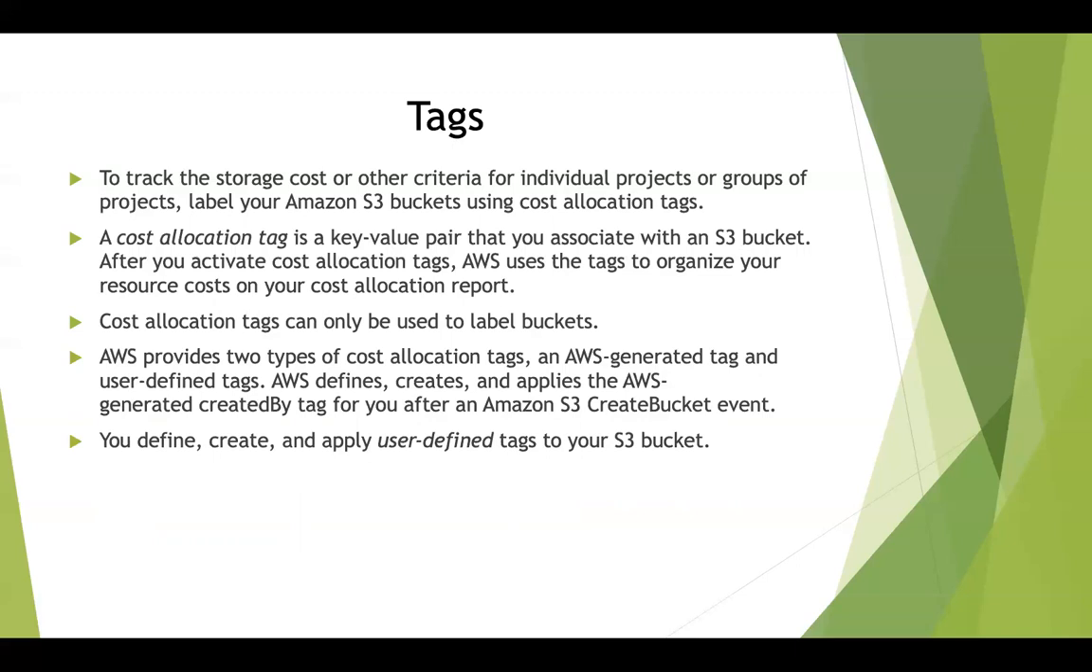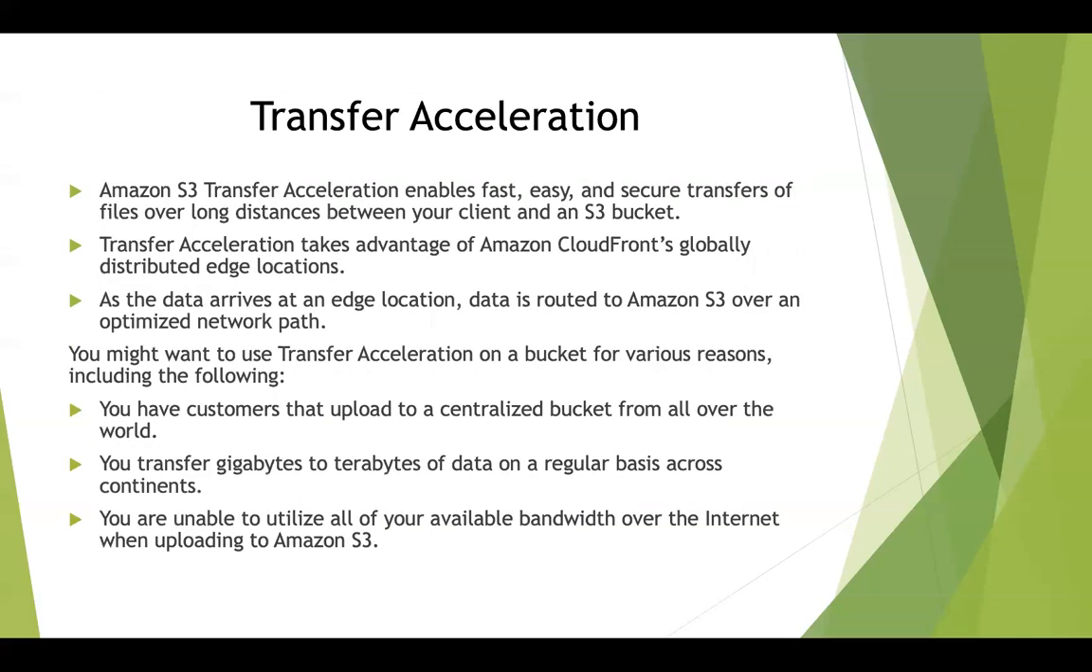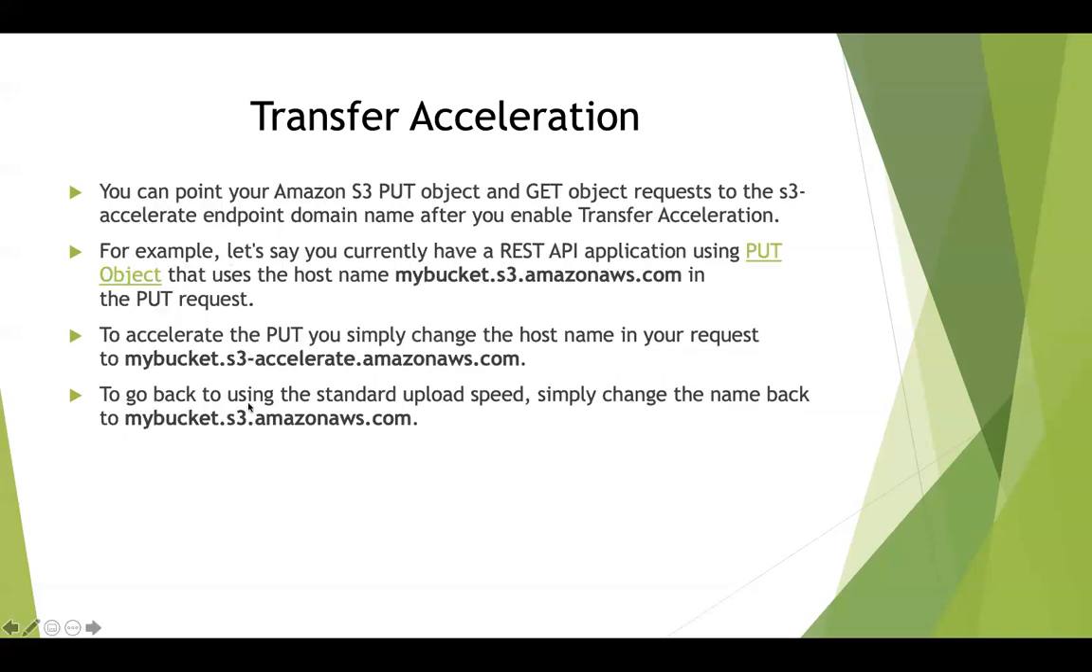Okay. So when it comes to transfer acceleration, it's mainly used to accelerate your speed of GET request and PUT request to your S3 bucket. So ultimately, when you enable transfer acceleration, you get an endpoint which is called mybucket.s3-accelerate.amazonaws.com. So using this particular accelerated endpoint in your application, you'll be able to upload objects to an S3 bucket.